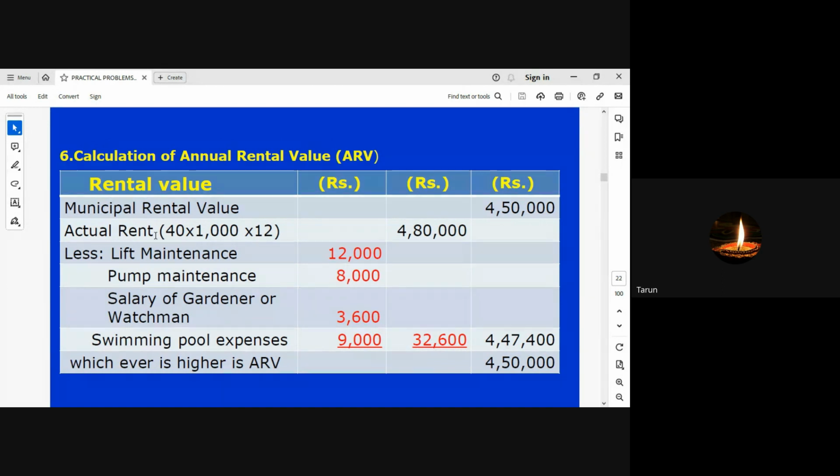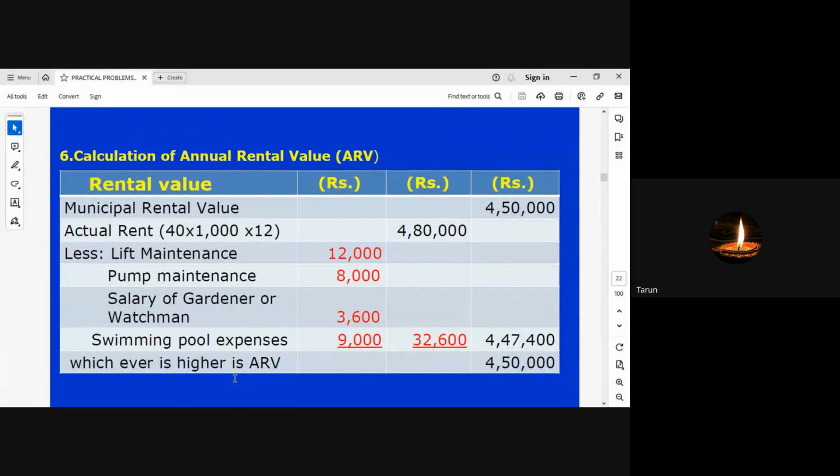Whatever the expenses to be deducted from the actual rent, the actual rent or real rent is the rent that you have received during the tenancy period. So these are expenses which need to be deducted from the actual rent only. So whatever the amount comes is 4,47,400.